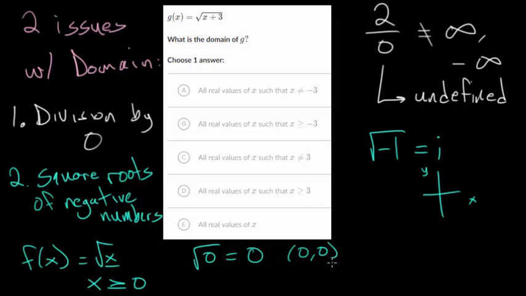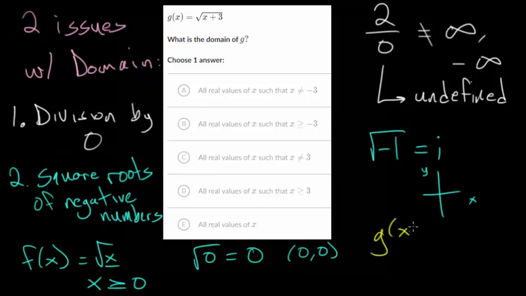That's essentially its starting point, because any x value to the left of that, like negative 0.001, would give you an imaginary number, and you wouldn't be able to graph that. So whatever is underneath the square root, we're just going to say that expression has to be bigger than or equal to 0. So we'll do the same thing with our g of x here.